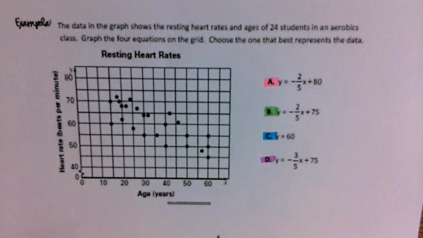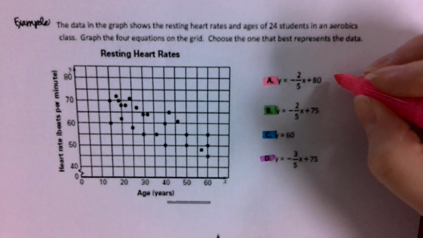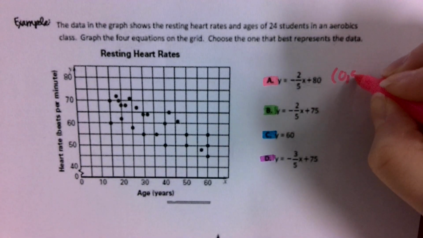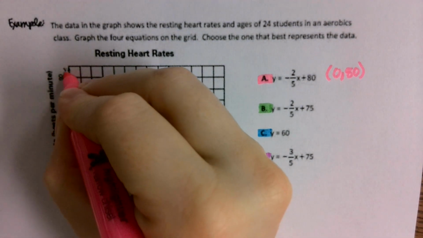Remember, when we are constructing our lines, we plot our y-intercept first. So for line A, our y-intercept is at the point (0, 80). So we're going to plot the point (0, 80), which is right up here.